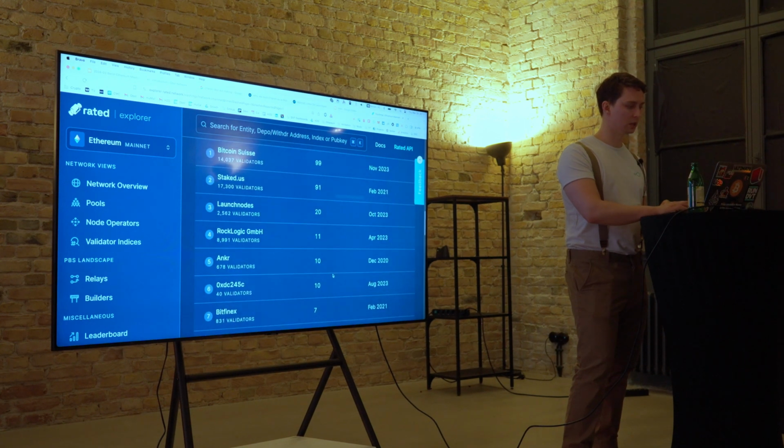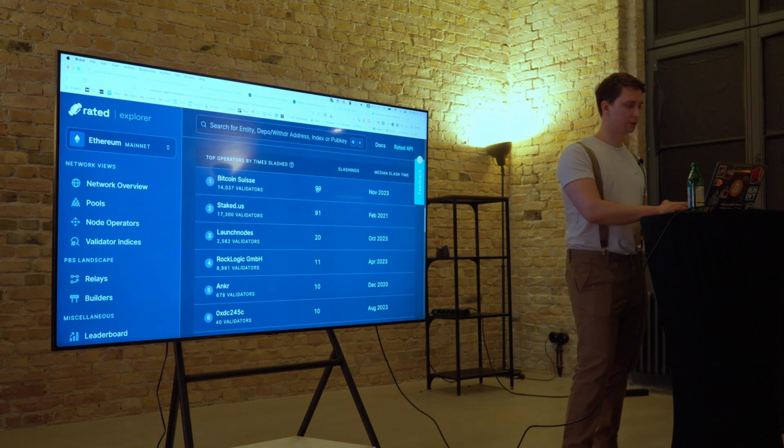But you can actually see. Okay, so Bitcoin Suisse was 99, Stake.us 91, Launch Nodes 20, Rock Logic 1.